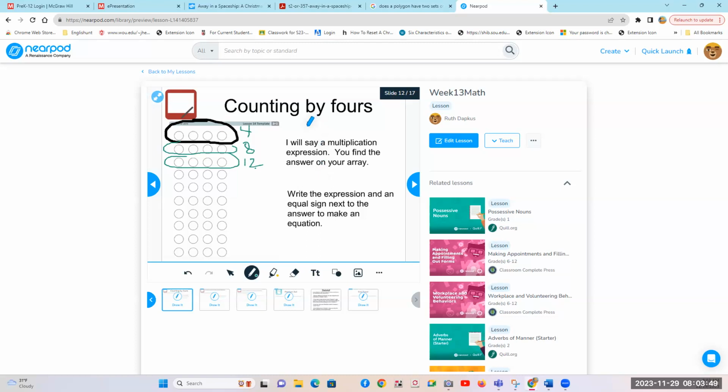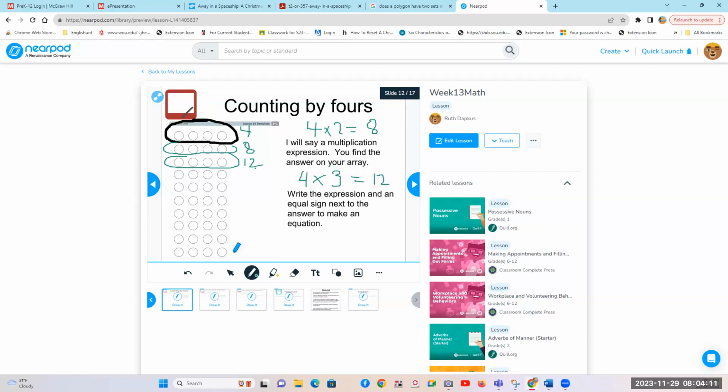Could have said, what is 4 times 2? 4 times 2 equals 8, just by looking at that array. Or I could have said 4 times 3, right? Because there's four in each row. So it's a 3 by 4 array. 4 times 3 equals 12.